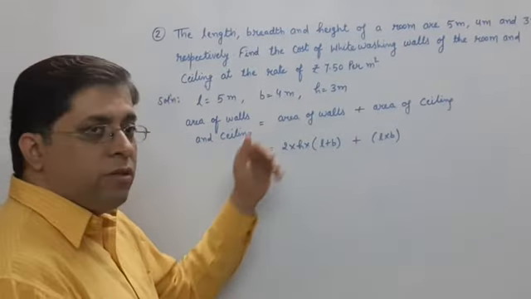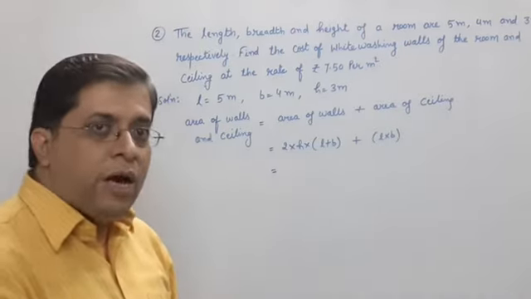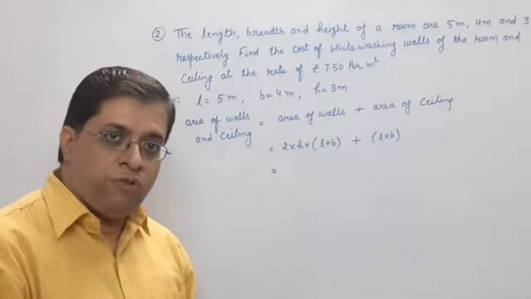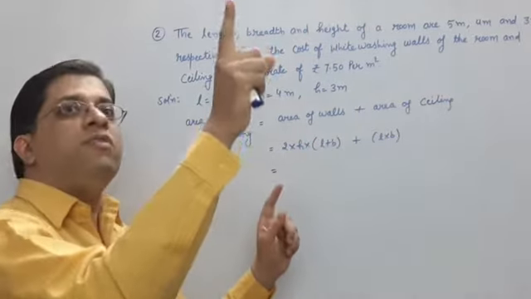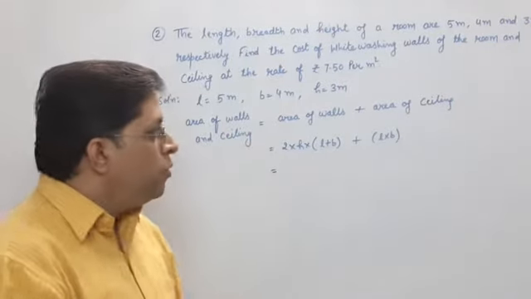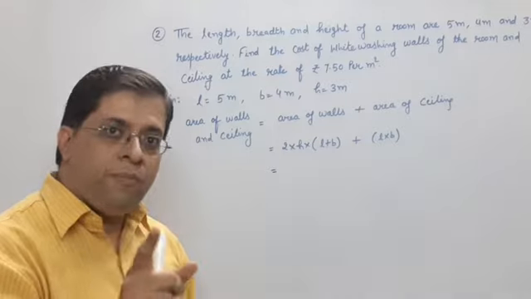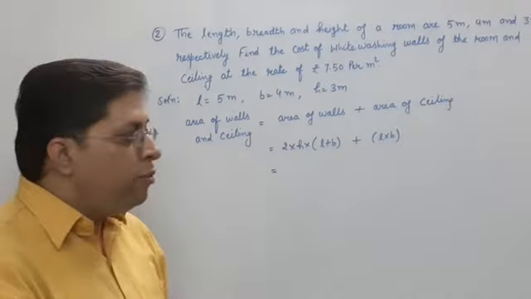L, B and H, three things are given to you. We have to find the area of whitewashing, the area on which we have to do whitewashing. That is the area of the four walls and the area of the ceiling, that is the top. What is the area of four walls? 2 into H in bracket L plus B. And the area of the ceiling is L into B.